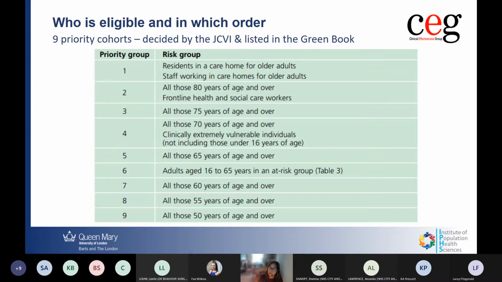And these are people who are in an at-risk group. And I'm going to talk a little bit more about these clinical risk groups and the broader disease categories, because I know that there's been some issues over the last few days around this cohort. Then you've got cohort 7, 60, cohort 8, 55 years and over, and cohort 9, the 50 years and over.